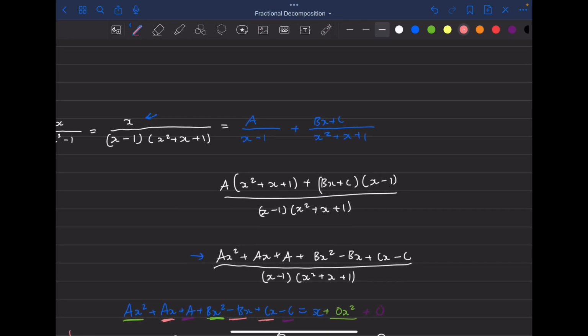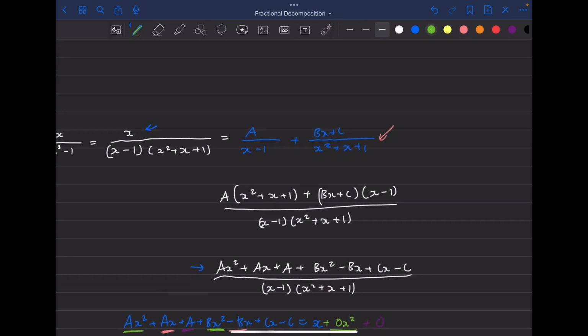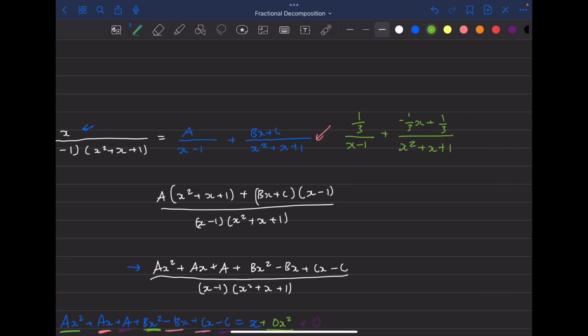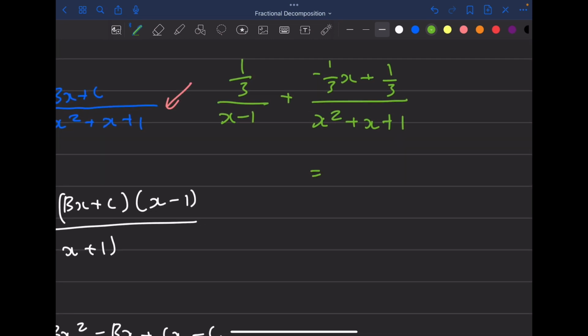And since we know that, let's put it back into the original equation. So we get a, which is 1 over 3, on top of x minus 1, plus b is negative 1 over 3, so negative 1 over 3 times x, plus 1 over 3, all over x squared plus x plus 1. One final step, we are almost done. This is going to be equal to 1 over 3 of (x minus 1), plus negative x plus 1 over 3 of (x squared plus x plus 1).